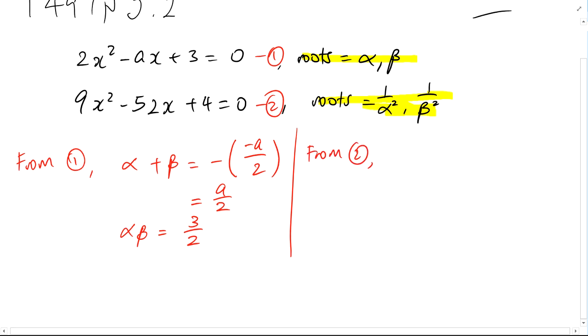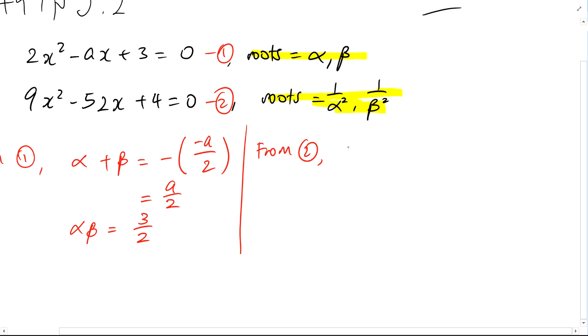What does the sum of roots give us? What do I write as the sum of roots? It is always something equals to something, right? In this case, I know it is going to be equal to 52 over 9. But what is this over here? 1 over alpha square plus 1 over beta square.